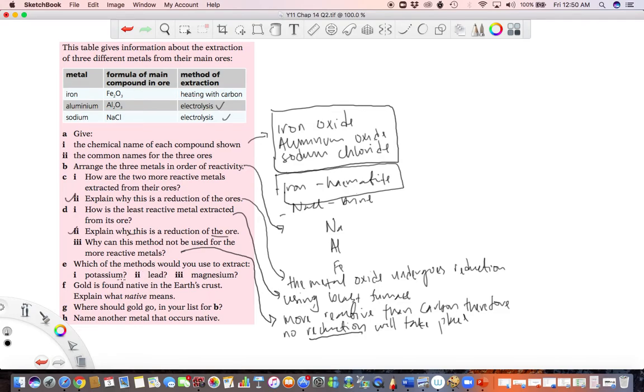So again, we will use the list. So potassium is electrolysis. Magnesium will also be electrolysis, and lead will be blast furnace.